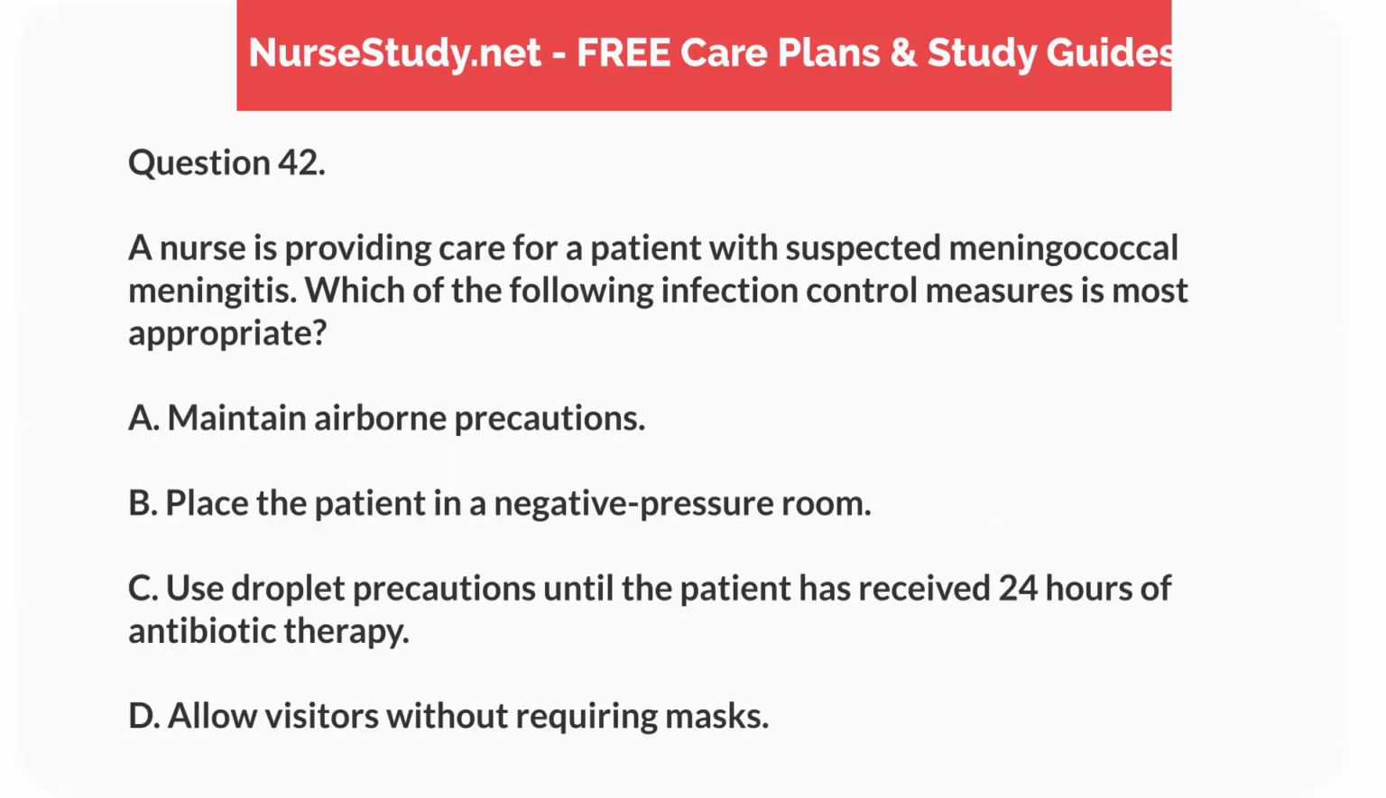Question 42. A nurse is providing care for a patient with suspected meningococcal meningitis. Which of the following infection control measures is most appropriate? A. Maintain airborne precautions. B. Place the patient in a negative pressure room. C. Use droplet precautions until the patient has received 24 hours of antibiotic therapy. D. Allow visitors without requiring masks.